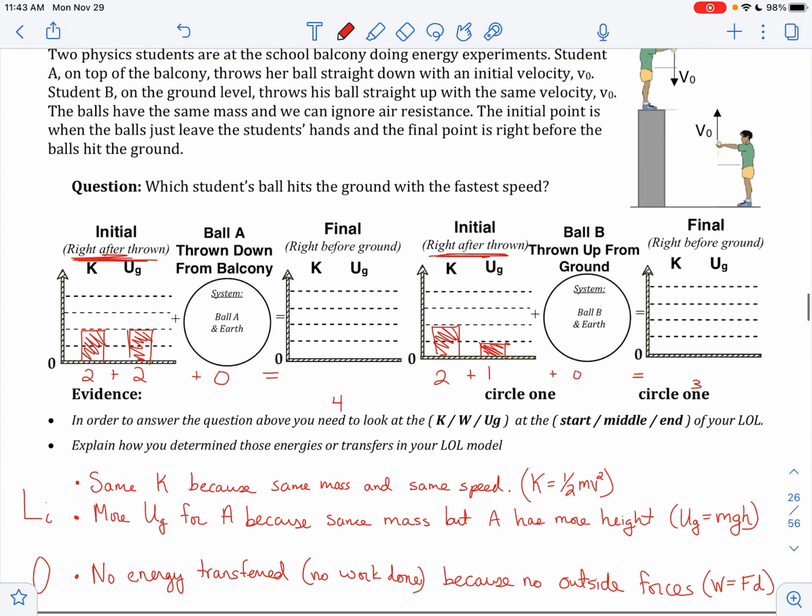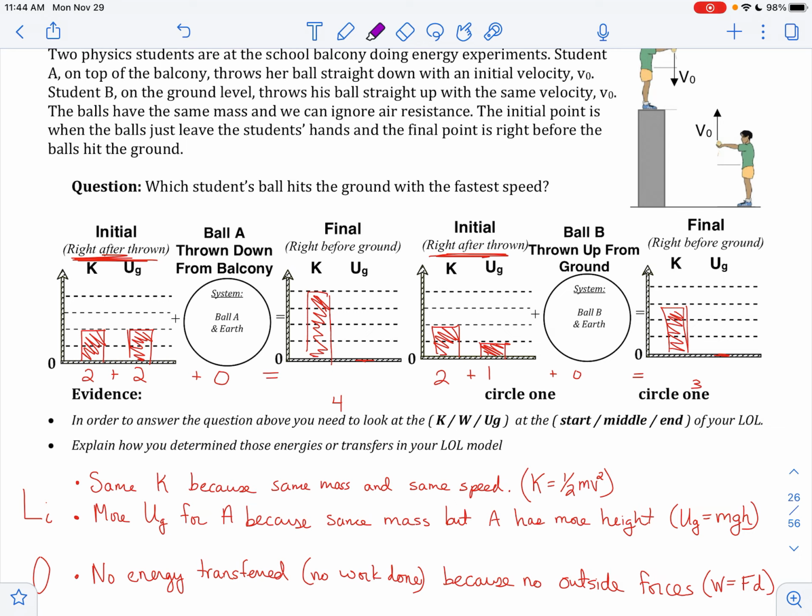So how is that energy going to be stored? Well, the final point is right before the ground. So that's physics code word for 0 height, so 0 UG, and all K. Now, how much K do I need? It's got to be 4 because energy must be conserved. I can't just disappear some energy. On ball B, right before the ground, again, 0 height, so 0 UG. And how much K? I must have 3 kinetic energy.